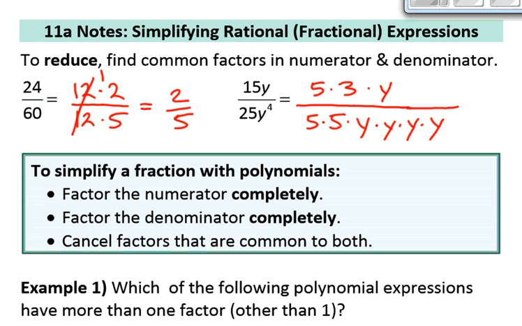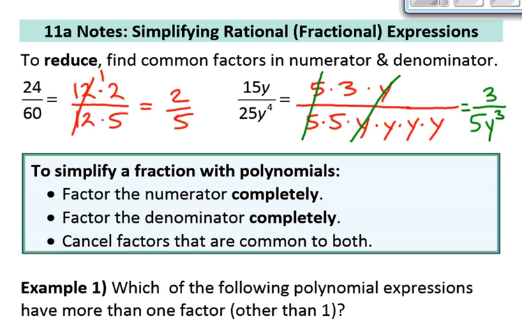Then what's going to happen is you can cancel the 5 and the 5 here will become 1. And the y will become 1. So then what you're left over with is a 3 in the numerator. And in the denominator, you have a 5 and y times y, which is y cubed. Okay, so just kind of a review on simplifying fractions.